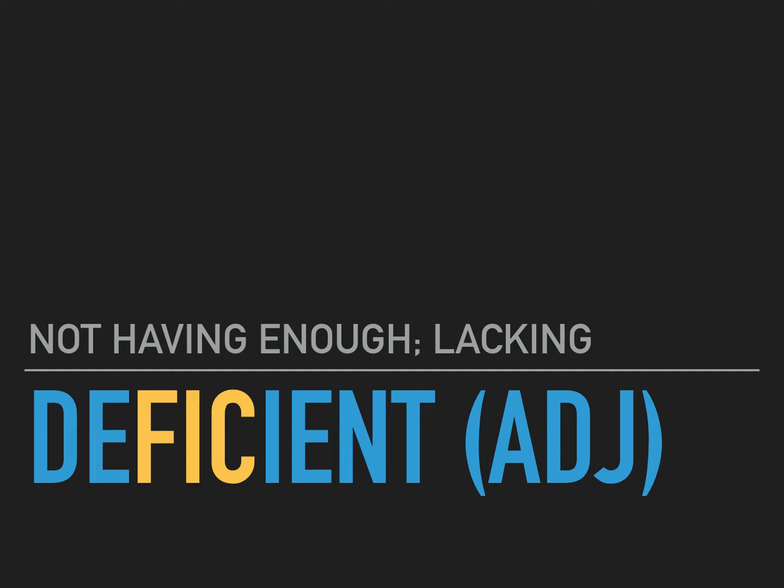Another word is deficient. We have the root fic, which again means to make or to do, but we also have a prefix, at the beginning of a word, de, that means not or the opposite. So in essence, deficient means not having enough, not making enough, not doing enough. If you do a deficient job, you did not do enough.